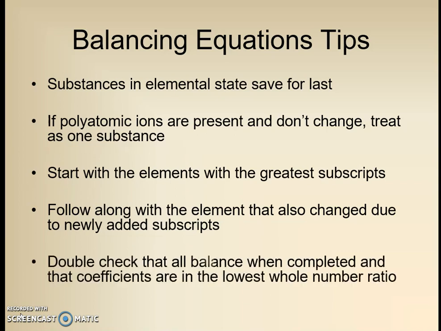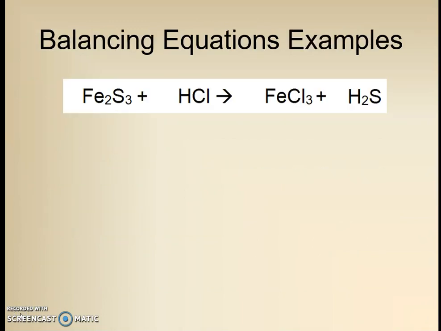And then lastly, when you're all done, double check. Make sure that after you've added these coefficients in, you didn't accidentally change something that was balanced to now unbalanced. And also, make sure you're in the lowest whole number ratio, because as you add in new coefficients and follow it backwards, maybe trying to double things, the next thing you know, you have coefficients of 4s and 8s and 12s, and you can divide them all down to something much more simple, 1s and 2s and 3s. So let's take a look at a few different equations and how this works out.